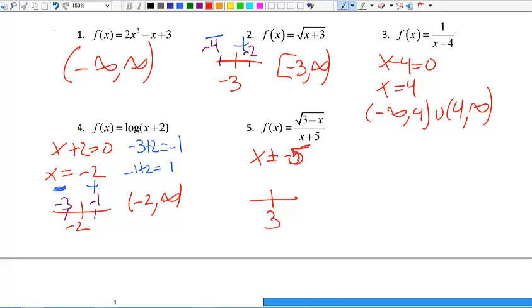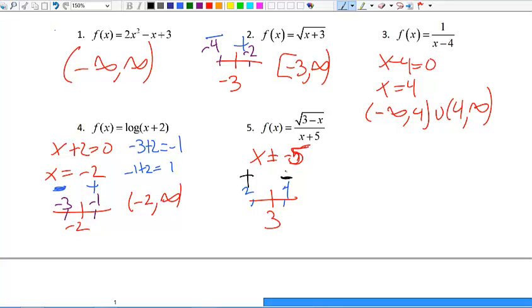So I want a sign test around 3. So we'll go with 2 and then 4. Again, I'm trying to figure out where I get my positives and negatives. If I evaluate this at 2, I get a positive number. And if I evaluate it at 4, I get a negative number. Okay. So what this is telling me is I want anything smaller than 3. 3 can be included, but anything past 3, like 4 and 5, is not going to make the list. They're not going to be part of the domain.